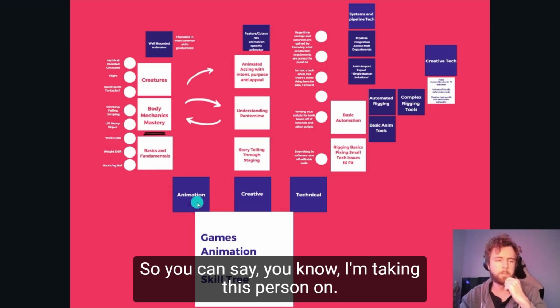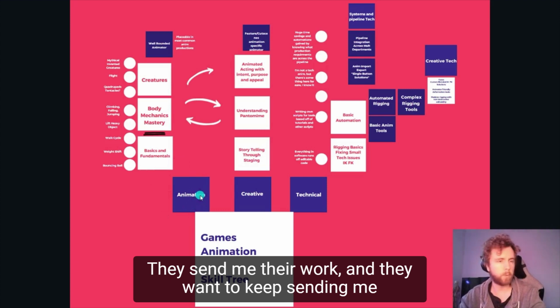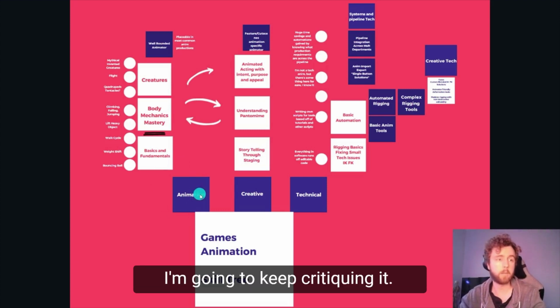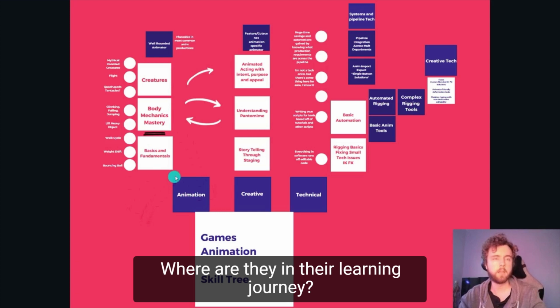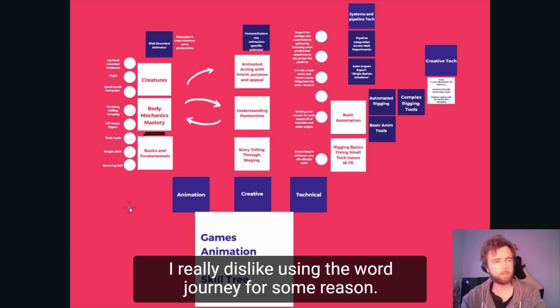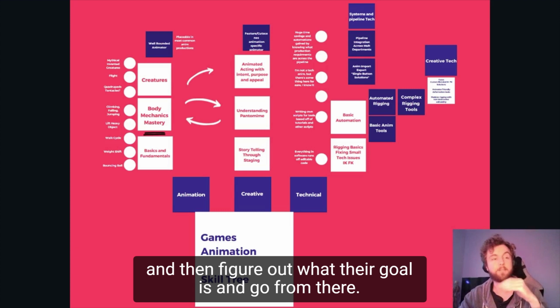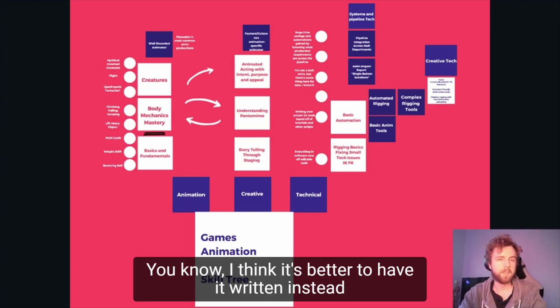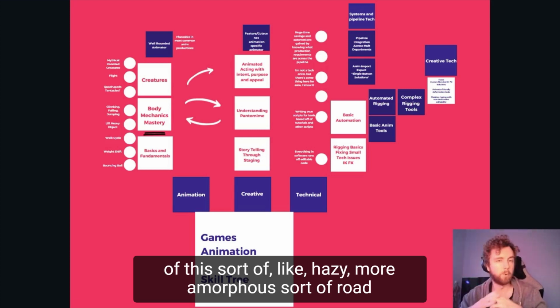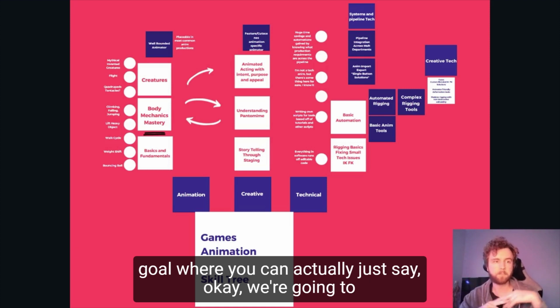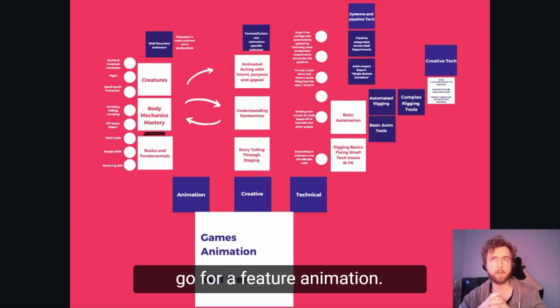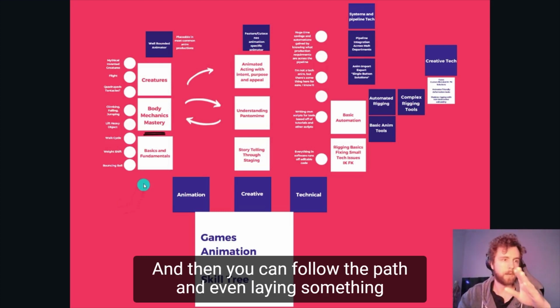So you can say, I'm taking this person on, they've sent me their work and they want to keep sending me their work. I'm going to keep critiquing it. Where are they in their learning journey? I really dislike using the word journey for some reason. Where are they in their learning that we can place them and then figure out what their goal is and go from there. I think it's better to have it written instead of this hazy, more amorphous broad goal where you can actually just say, okay, well, yeah, we're going to go for feature animation. Well, how we get there, and then you can follow the path.